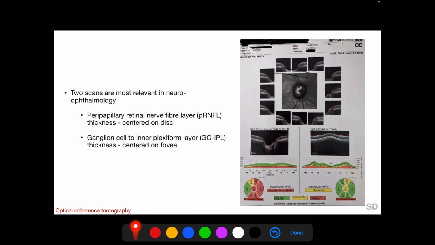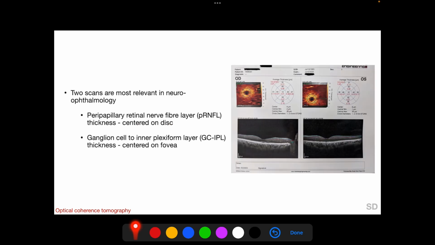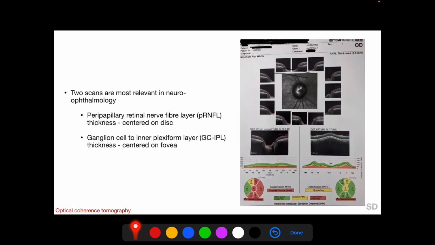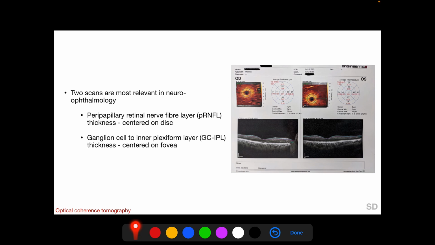Two OCT scans are most relevant in neuro-ophthalmology. One is centered on the disc, called peripapillary retinal nerve fiber layer or PRNFL thickness, and the other is ganglion cell to inner plexiform layer thickness centered on the fovea. So this is the GCIPL scan and this is the PRNFL scan, and both are important.